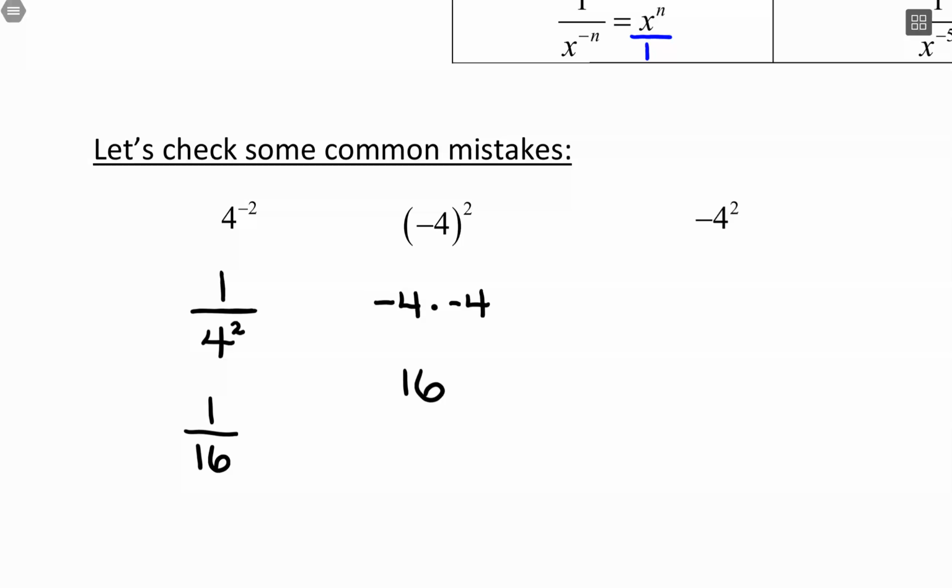If we have negative 4 squared without the parentheses, the negative is not being squared. So that's just going to hang out front, and I just copy that down. What is being squared is positive 4. So we have this negative out front and then 4 squared, which is 4 times 4. That would give us negative 16.